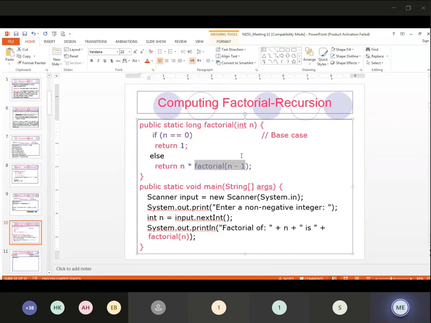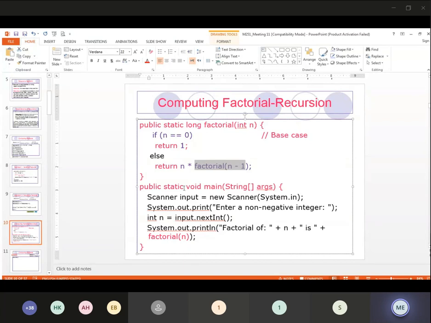يبقى 1 by 1, return back. 1 by 2, return back. 2 by 3, 6, return back. 6 by 4, then return back. 24 multiplied by 5, it will be 120.